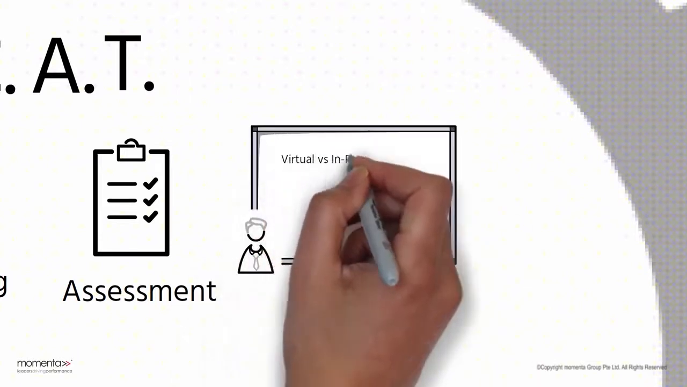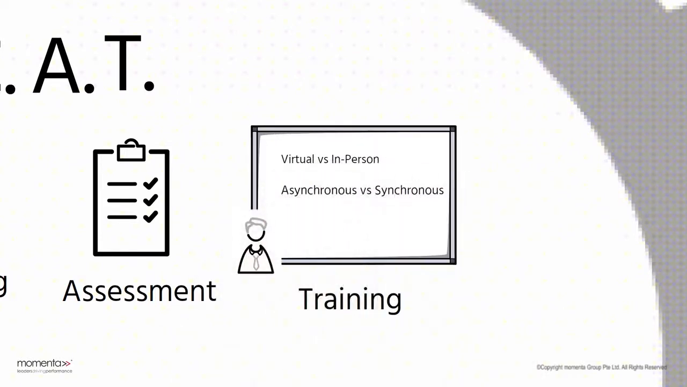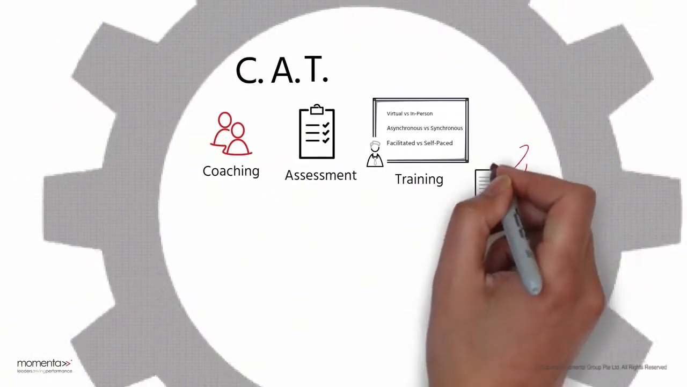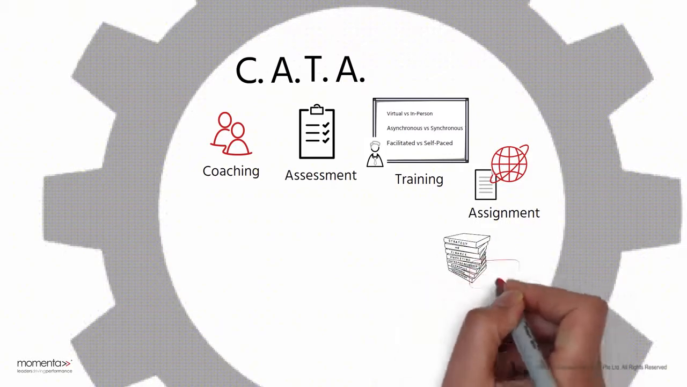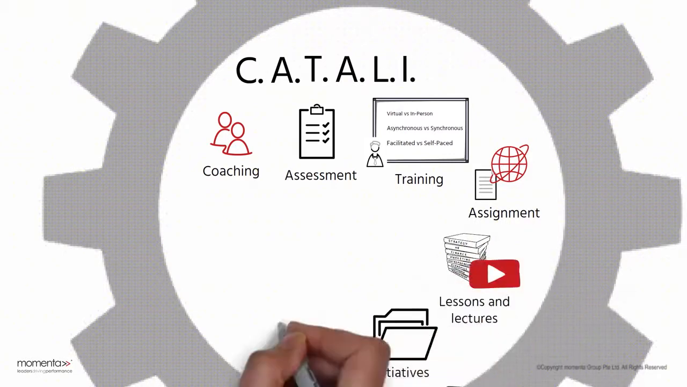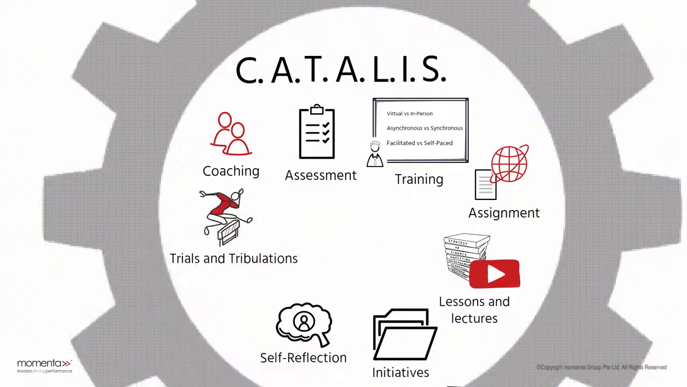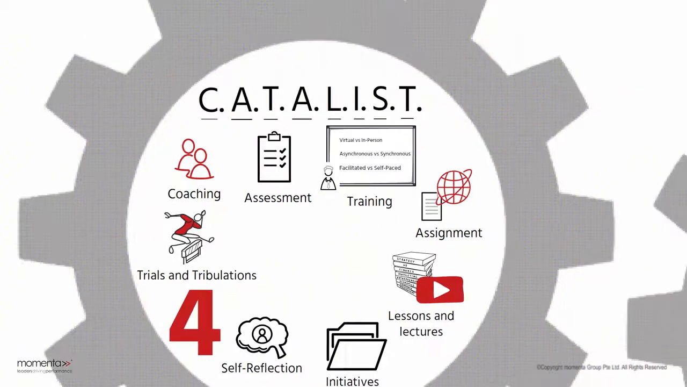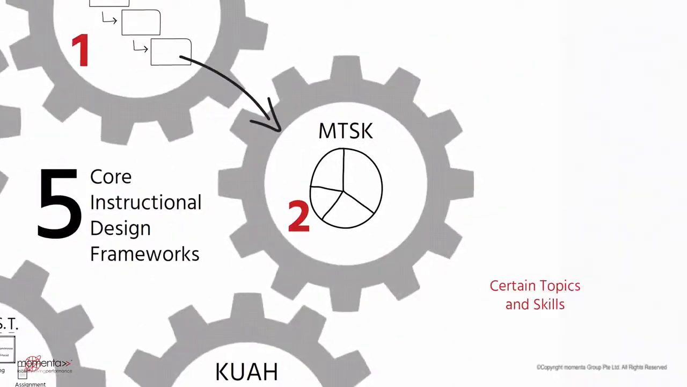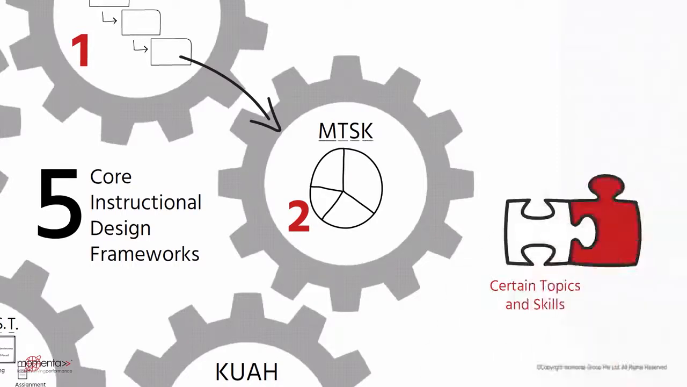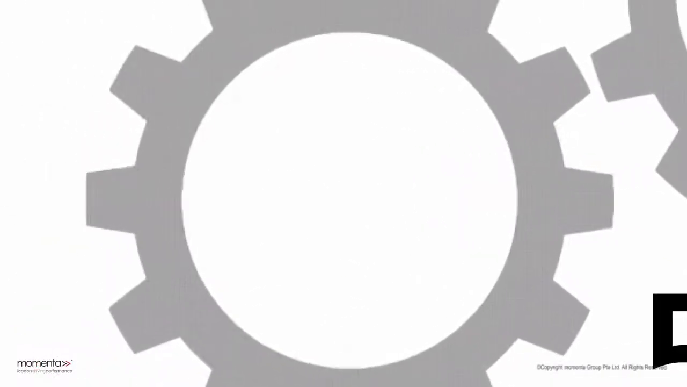Virtual training versus in-person training, versus asynchronous or synchronous online learning, versus a facilitated or self-paced online learning, are all different ways of training engagement. When do we use assignments, lectures, reading a book, or watching a YouTube clip? How can we use initiatives, projects, self-reflection, and trials and tribulations to help transfer learning? CATALIST, catalyst. These are the different engagement modalities. Certain topics and skill sets and certain MTSK or mindset, technical skills, soft skills, and knowledge will fit better depending on the modalities.